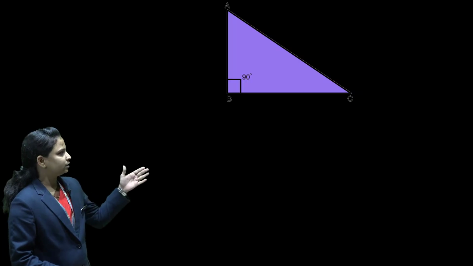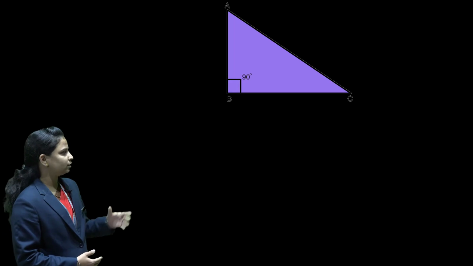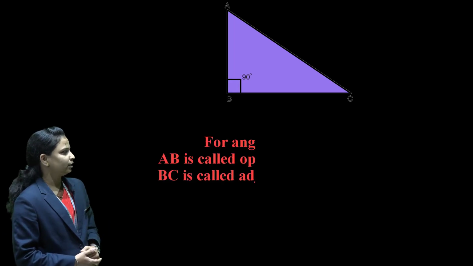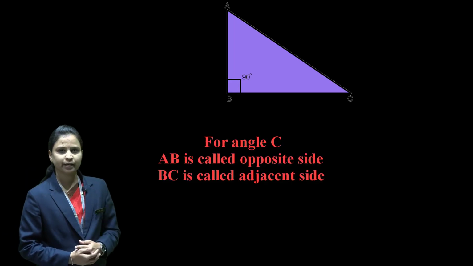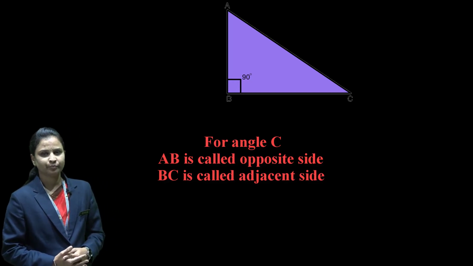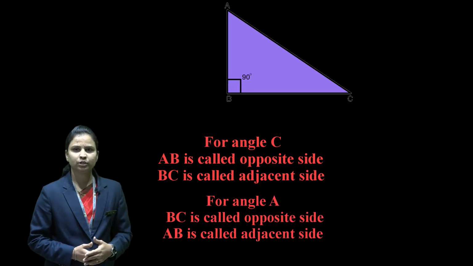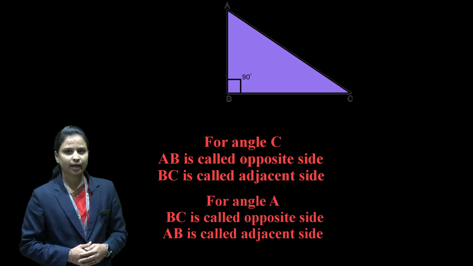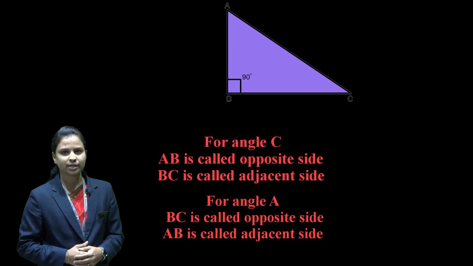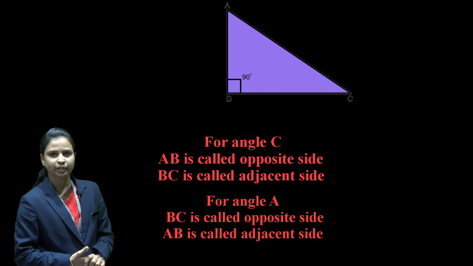See here this triangle ABC. For angle C, AB is called the opposite side and BC is called the adjacent side. For angle A, BC is called the opposite side and AB is called the adjacent side. Here AC is the hypotenuse of the triangle.